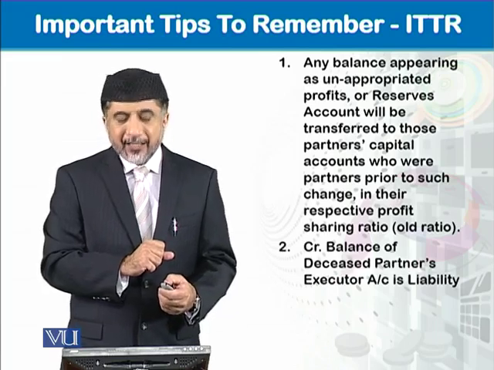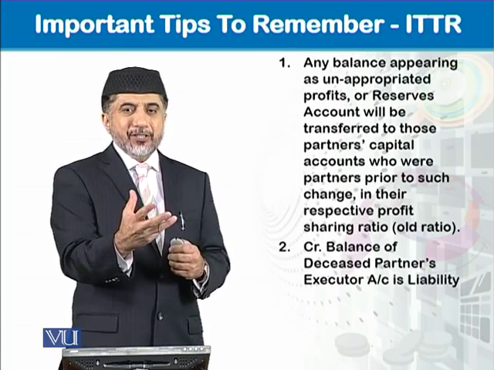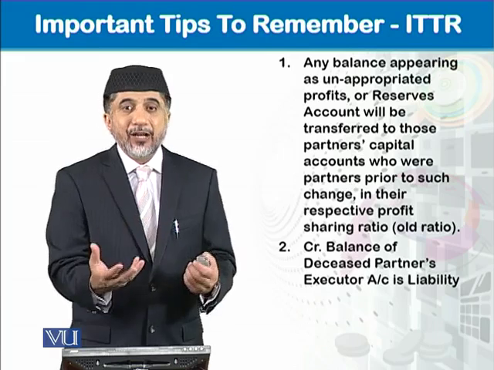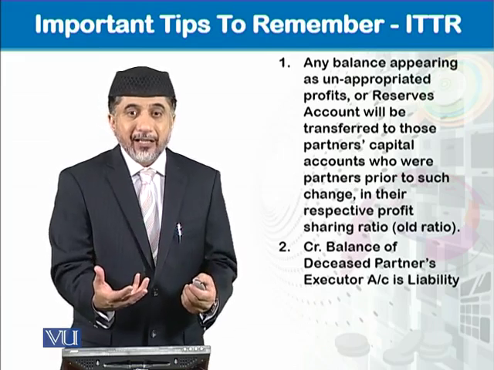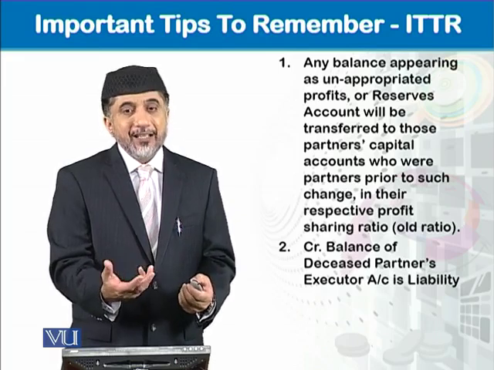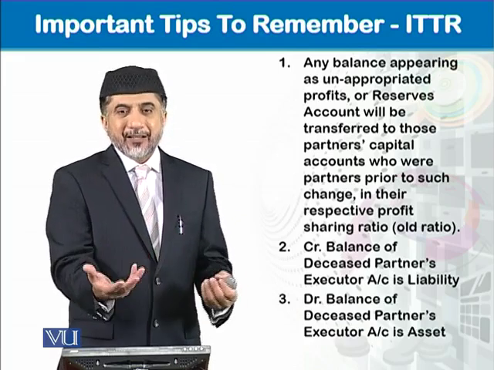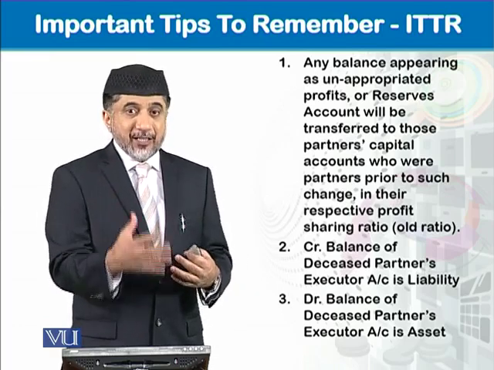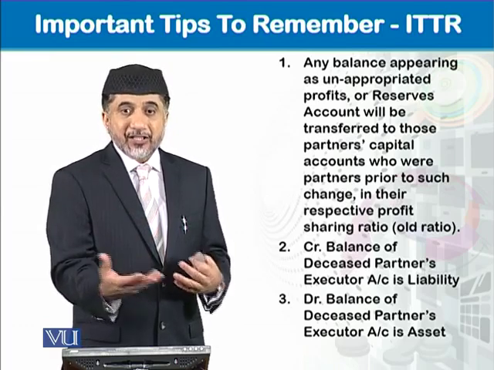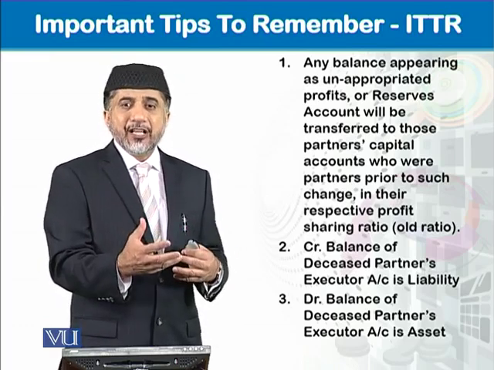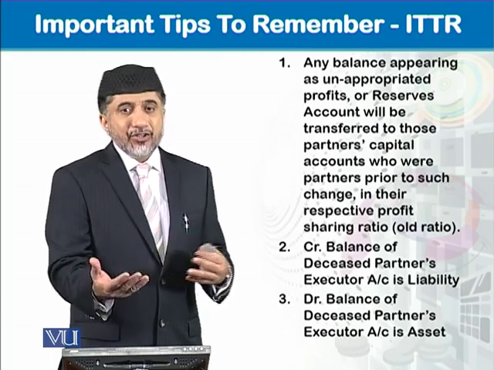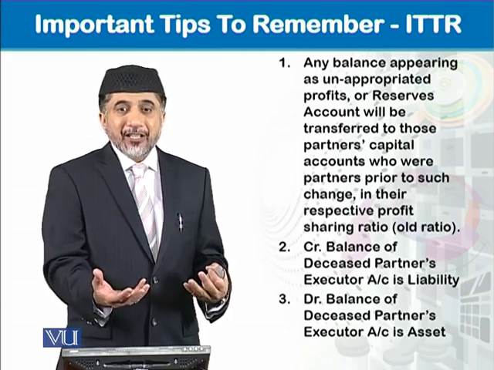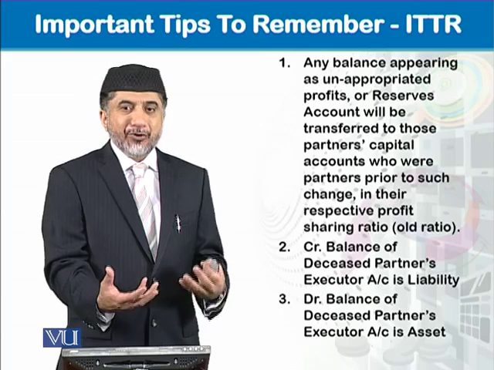And then finally, this is also important: if the executor's account is giving us a credit balance, this is a loan liability for the entity. And if it is giving a debit balance, then it is something recoverable. There are chances that if that partner has withdrawn more than the credit side of the executor's account, already he or she has drawn more than the credit balance, then there would obviously be a debit balance appearing in that executor's T account, which would be recoverable from them.